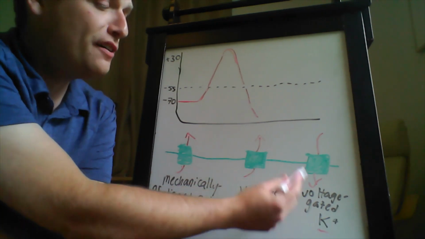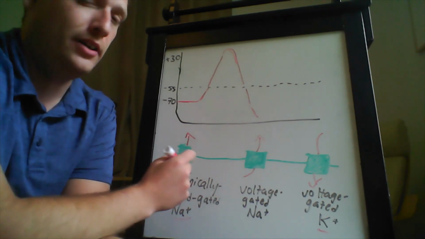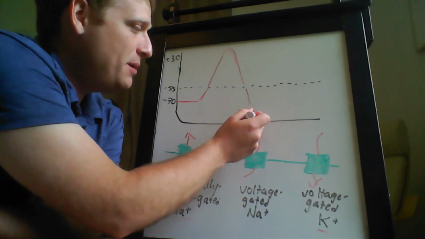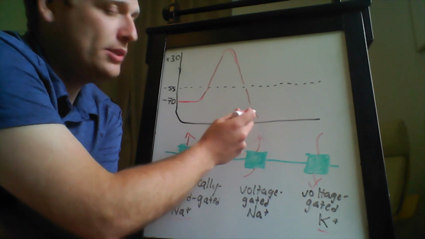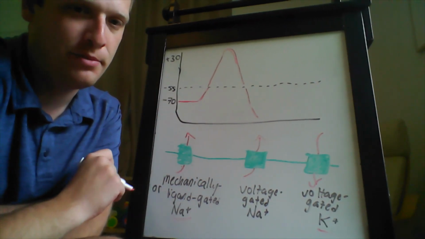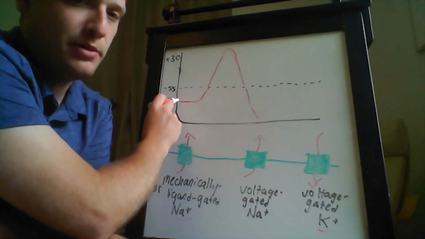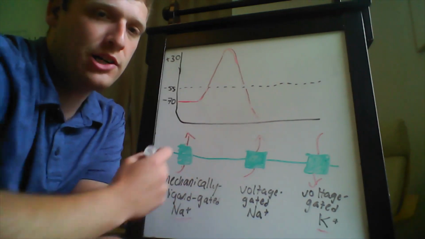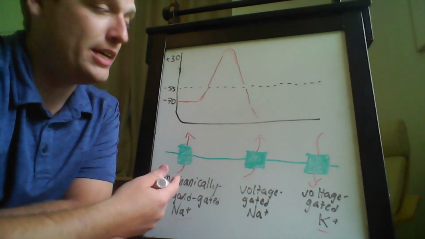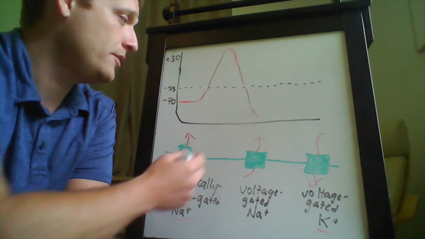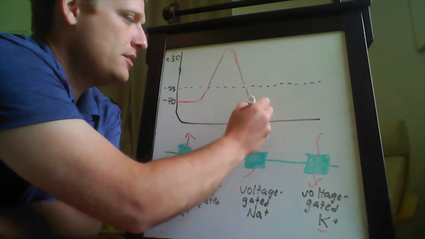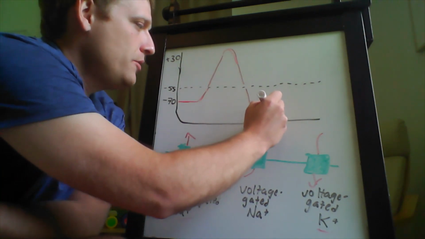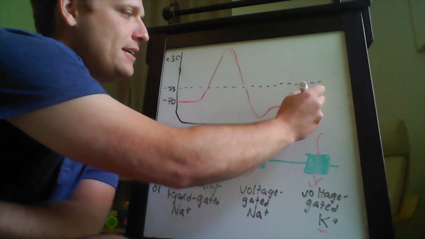Enough positive ions actually flow out of the neuron that it's going to hyperpolarize the neuron. For a brief period of time, the voltage is going to be below the resting membrane potential. At rest, the resting membrane potential is minus 70 millivolts, and after an action potential, the neuron is going to become hyperpolarized, so the voltage is below minus 70. But that's going to balance itself back out.